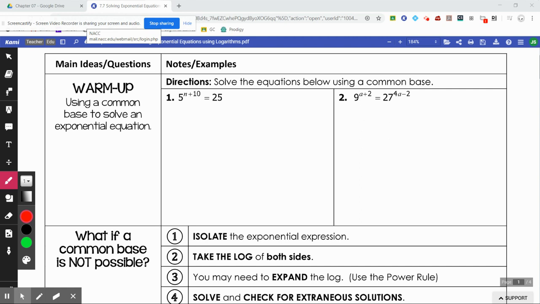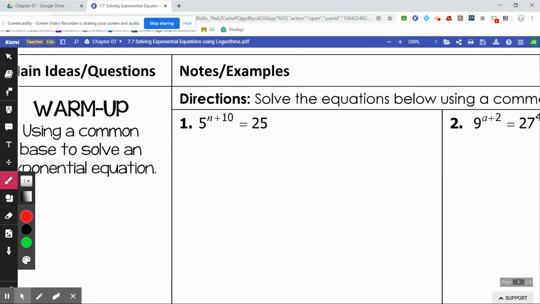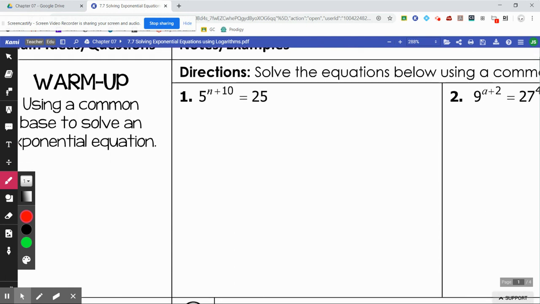Okay, in this video, we're going to be solving some exponential equations. Now, we have done some exponential equations already, and let's remind you of what those look like with this warm-up. Again, the warm-up is using a common base to solve exponential equations. So, like with this problem, we have 5 to a power equals 25.